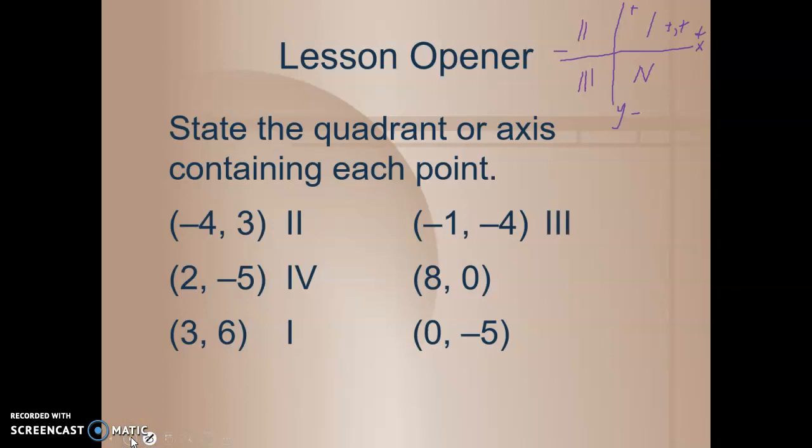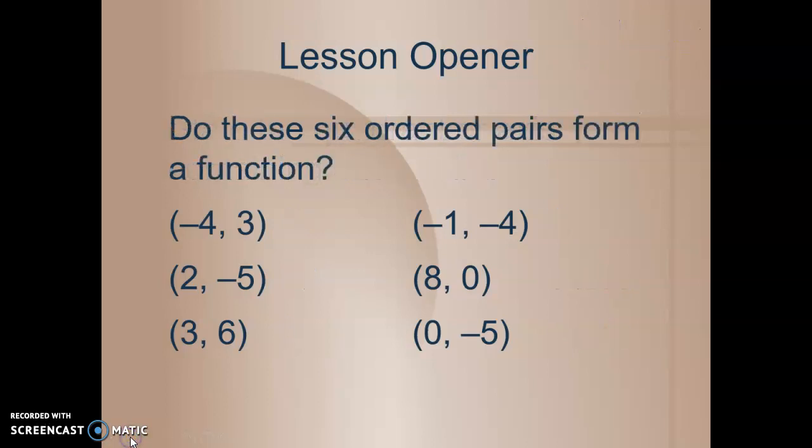8, 0. Two positives again, or, oh wait, there's a 0 there. So we're not in a quadrant. We are on a line. More specifically, we are on the x-axis. This is an x-intercept. And 0, negative 5. Again, another 0, so we are on a line, and more specifically, the y-axis. This is a y-intercept.